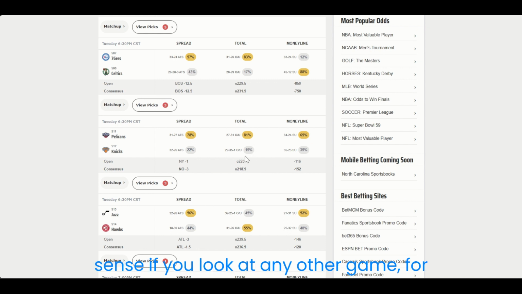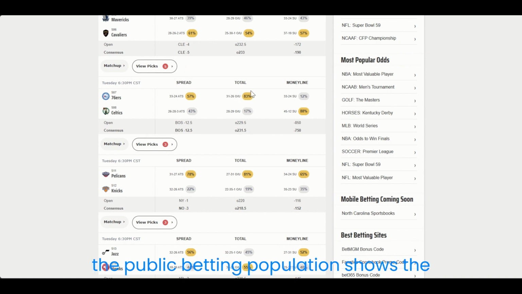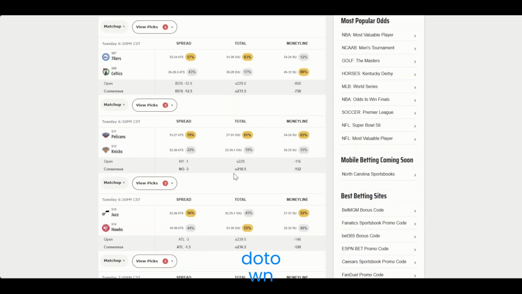If you look at any other game, for example, this one, 76ers versus Celtics, where a majority of the public betting population chose the over, the line moved from 229 to 231.5. It moved accordingly with the betting population. And now that it's at 231.5, that's going to make the under look better. And that's normally what bookmakers do. Whenever it's lopsided like this, they're going to adjust the odds to make the other outcome look better.